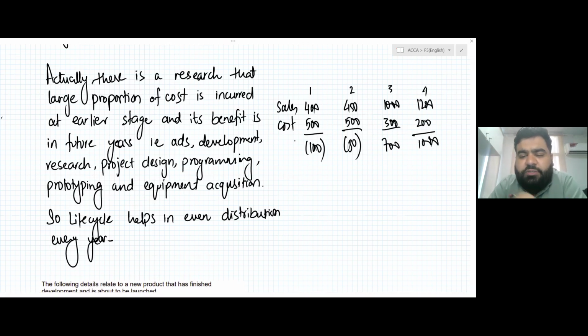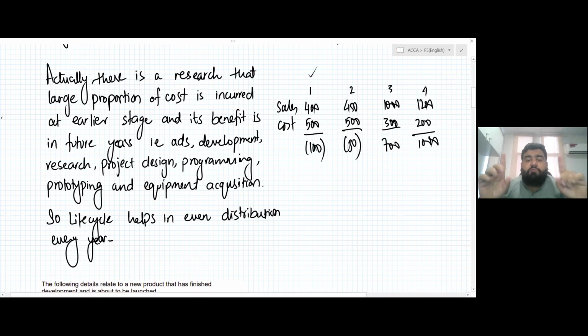But actually, what happens? The decision making at this point is wrong. Why? In year one, if any owner, if any company is seeing that our product is making loss, they will be depressed. They will say that maybe we will not succeed in future. Maybe this product is not that viable. Maybe this product will not give us profit over the life. So how will we calculate whether to continue with this product or not? Because in year one it's making loss.